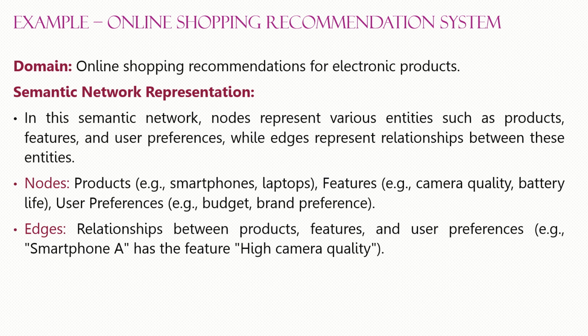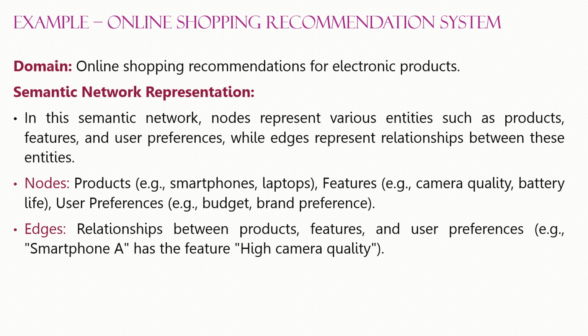Now, this can be discussed with an example of a simple online shopping recommendation system. The domain we consider here is that I want to search for an electronic product. Now, how can it be represented in the semantic network? In this semantic network, the nodes represent the various entities such as the products, features, and the user preferences, while edges represent the relationship between these entities.